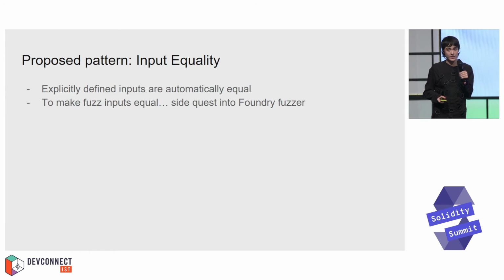So if you're experienced using Foundry, and particularly the fuzzer, you might have noticed an issue with this suggestion. With this suggestion, any explicitly defined inputs, anything that the developer writes into the tests, will be the same between the tests, like your exact same test code is running. But if you are writing fuzz tests, then by default, the default Foundry configuration, your fuzz inputs will be different between these two test runs. And so to look at whether we can fix this, we're gonna take a side quest into the Foundry fuzzer.